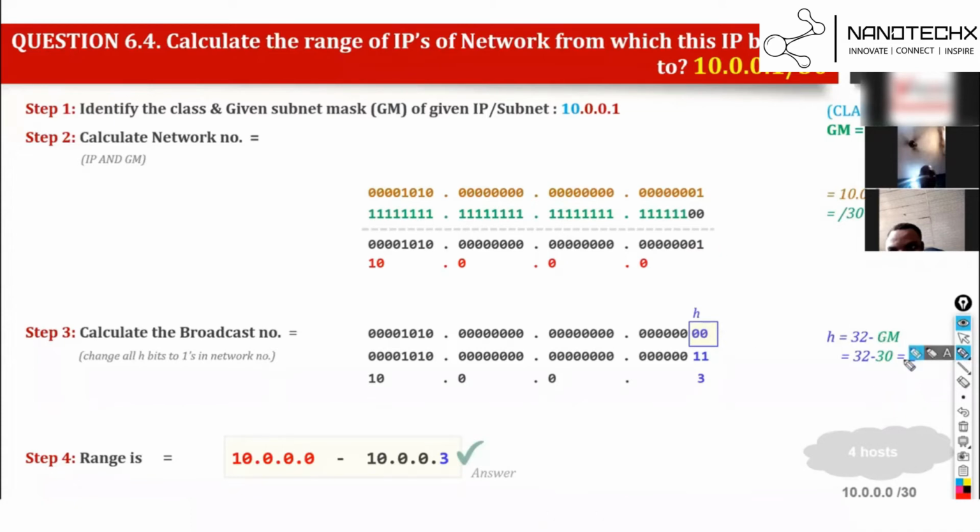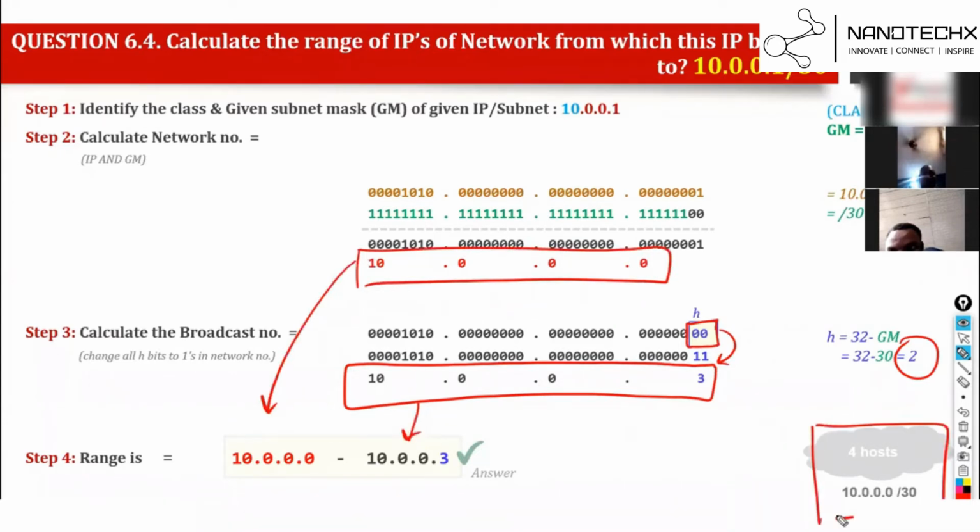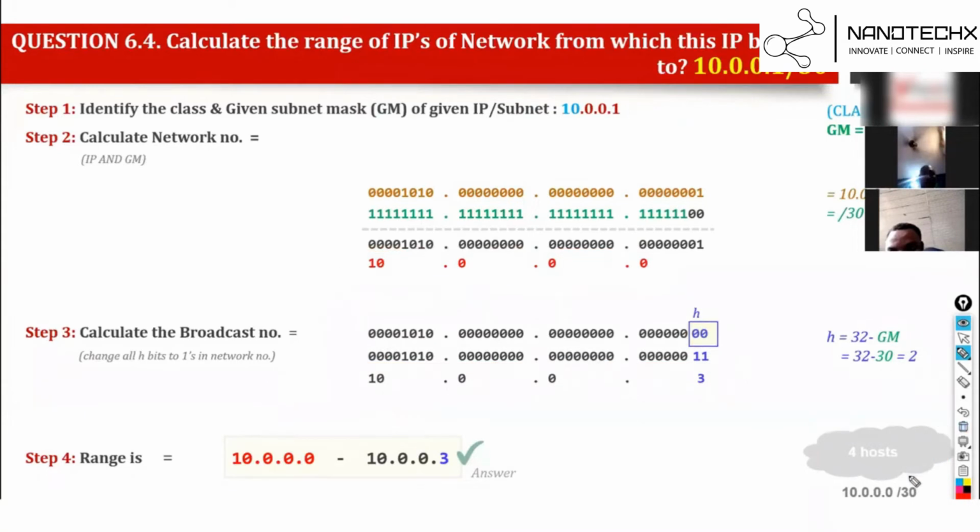So this one we have to change, it means we have to change 2 bits. The rightmost 2 bits we have to change, we made them 1, 1, which gave us 3 in decimal. So the first IP is this one and the last is this one. First IP 10.0.0.0, last is this one. It means it gives us 4 hosts. So did you guys notice something? Whenever we have /30, it does not matter which IP address it is, whether it is 172 or whatever, /30 always means it gives us 4 hosts, right?